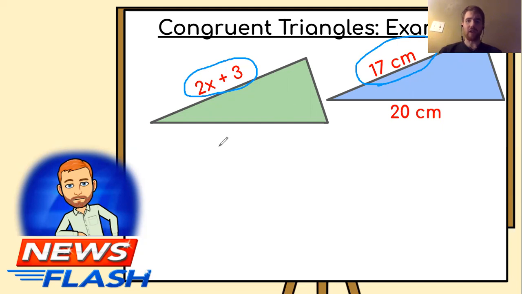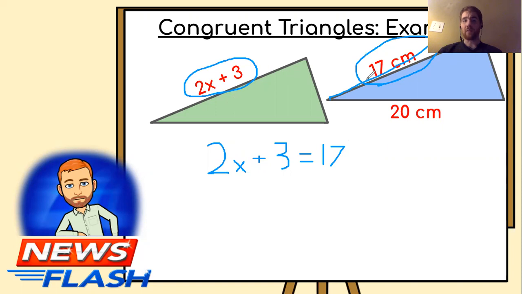Then all you have to do is write an equation. 2x plus 3 equals 17. And you can do that because you know these two shapes are congruent. That means they're the exact same size. That means if this side is 17 centimeters long, this side of the green triangle also has to be 17 centimeters long, which means they're equal.